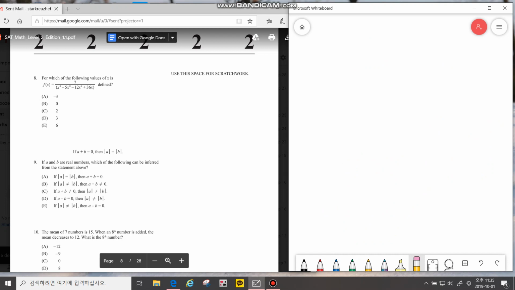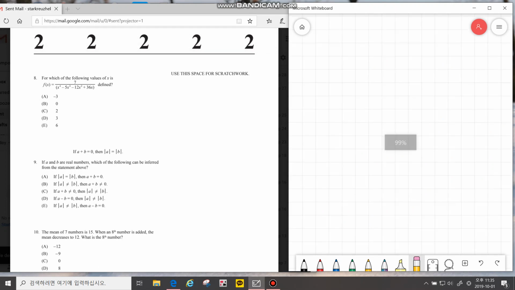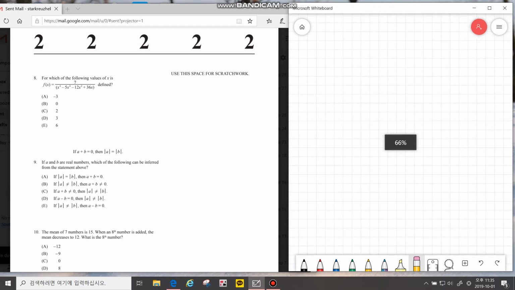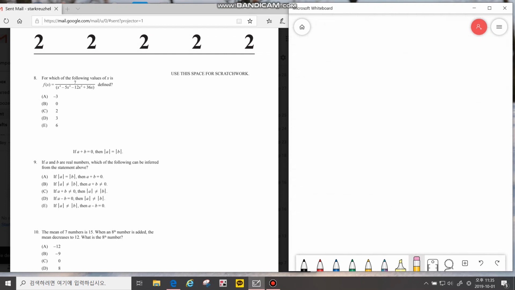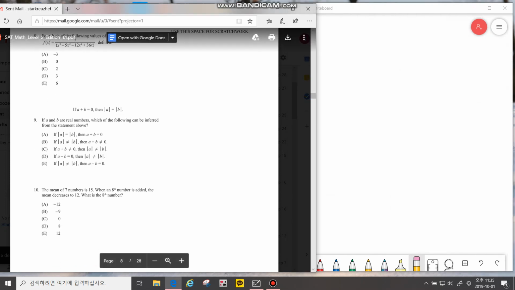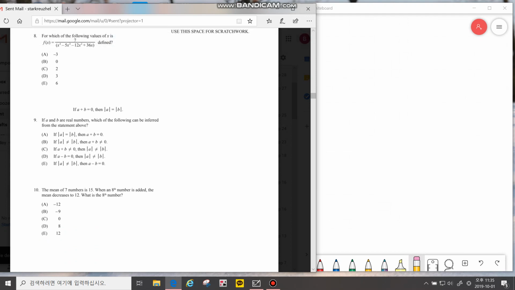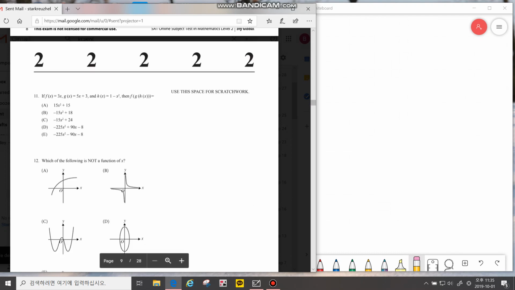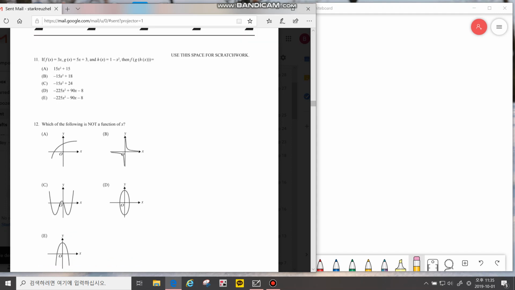Okay, now let's move on to the next problem. Okay, something is weird. All right. The mean of 7 numbers is 15. An 8th number is added, and the mean decreases to 12. What is the 8th number? I think you can figure this out easily. 11, yeah, it's okay. I think you can solve it, right?